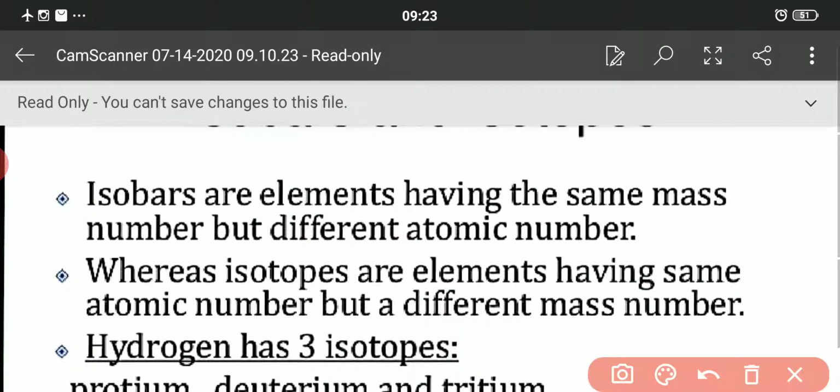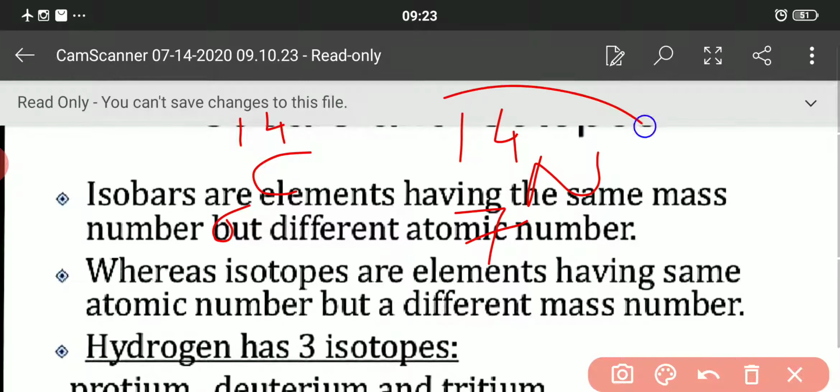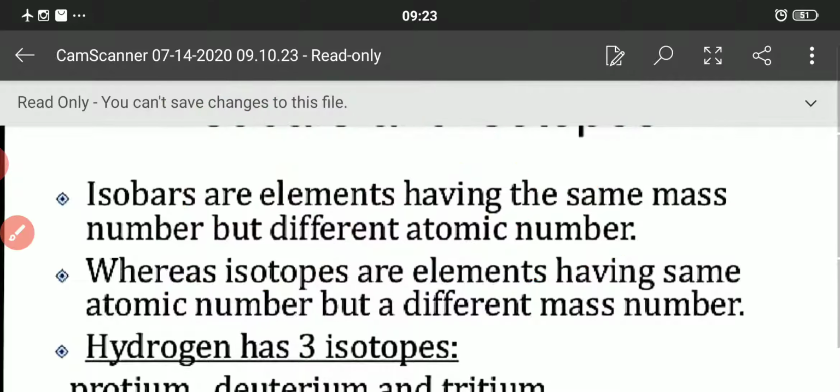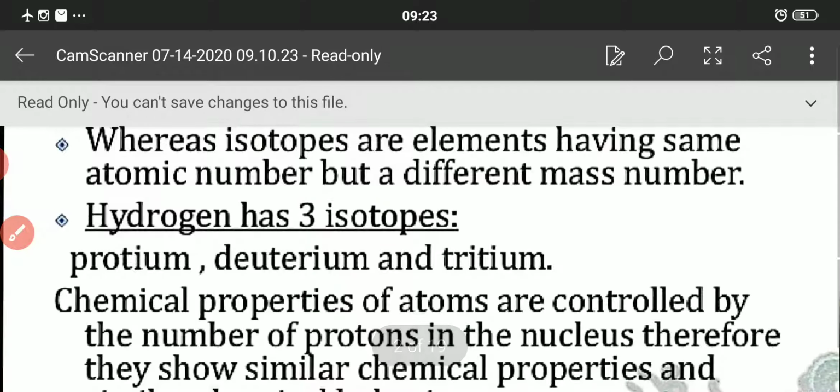So carbon-14 and nitrogen-14 are both isobars of each other. Why isobars? Because they have the same mass number but different atomic number. Okay, hydrogen has 3 isotopes.